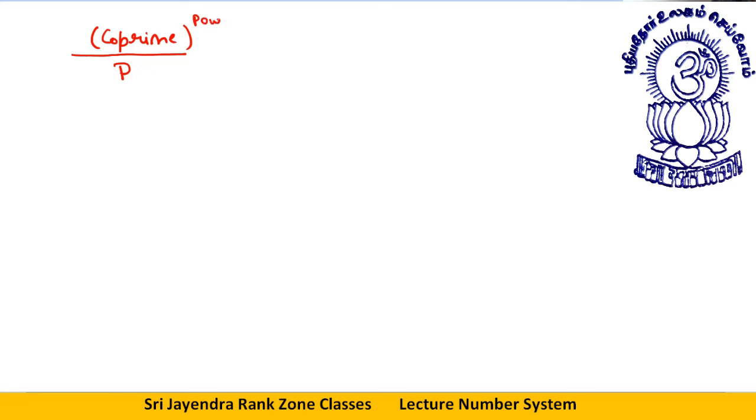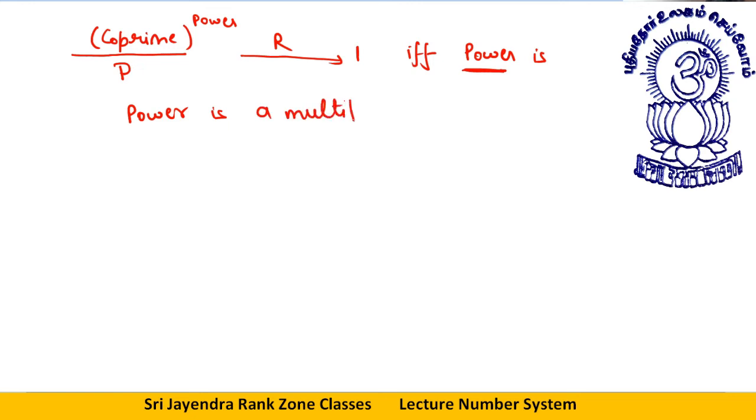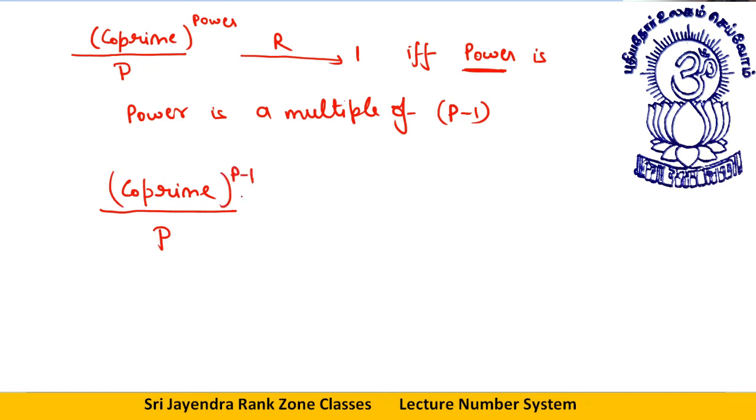Now let's say there is a power. Then the remainder will always be 1 if this power is a multiple of p minus 1. So what I need to tell you is the multiple of p minus 1. Here is a co-prime number. This number is co-prime with this prime number p, and the power is p minus 1.